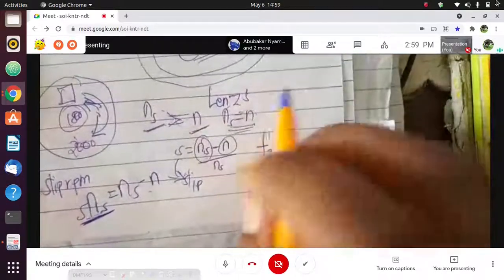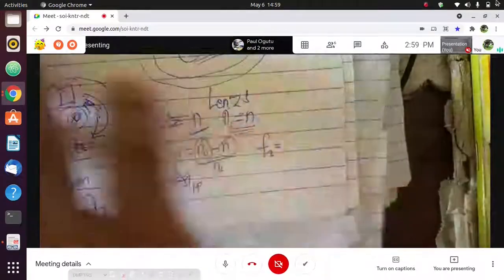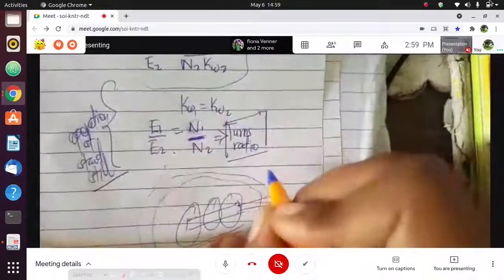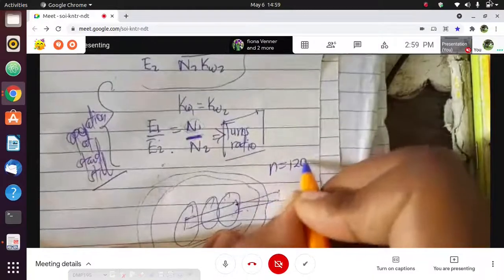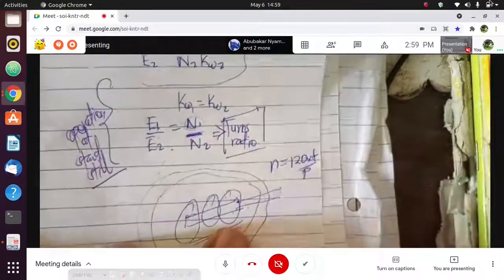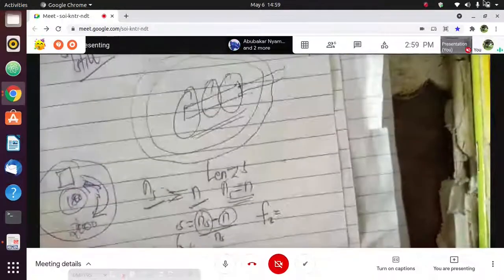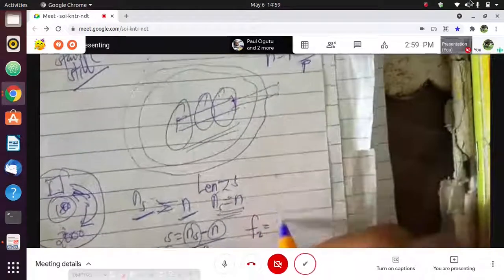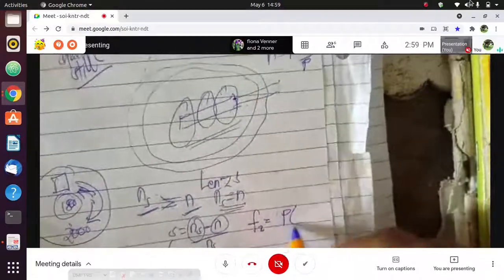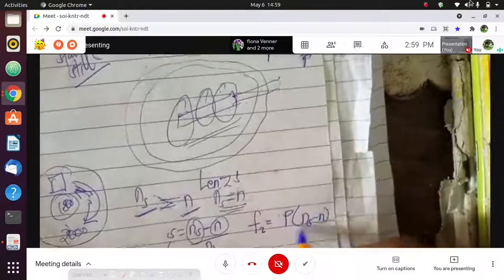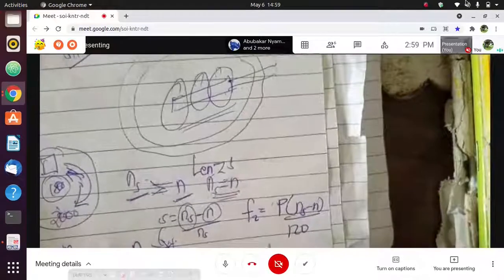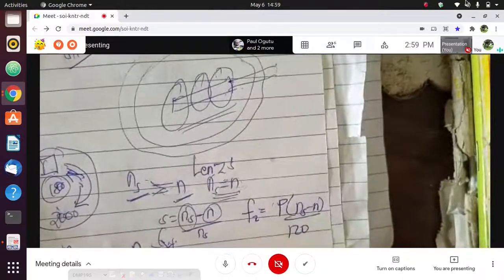in the rotor circuit will be given by, remember how we find speed in this circuit. N is given by 120 times the frequency divided by the number of poles. Therefore, the frequency in the rotor will be given by P, which is the number of poles, multiplied by NS minus N, which is the slip RPM, divided by 120. This is when the rotor circuit is closed.